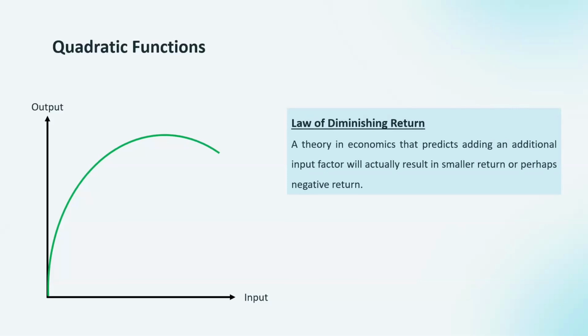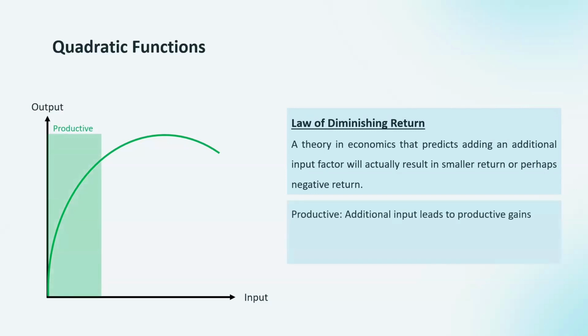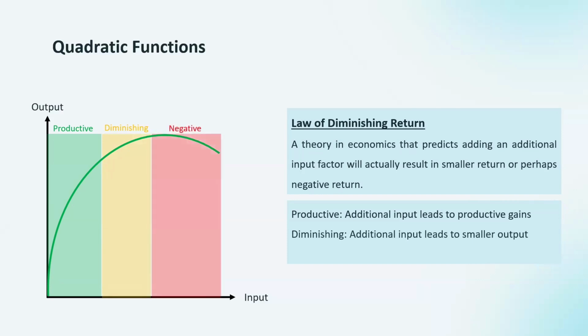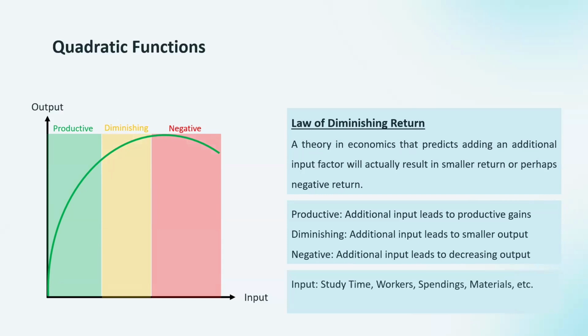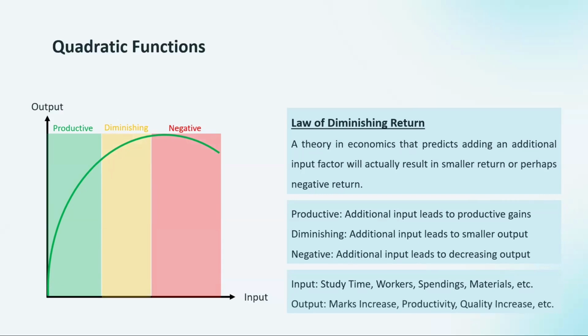Usually it's studied in economics. This curve will be divided into three phases. The first one is going to be a productive phase. In this case, the amount of input that you give will lead to an increase in the output. But in the diminishing phase, additional input will lead to a smaller output. And in the negative phase, additional input will actually lead to a decreasing output. And again, the input can be study time, the number of workers, spending, materials, and the output can be marks increase, productivity, quality increase, etc.